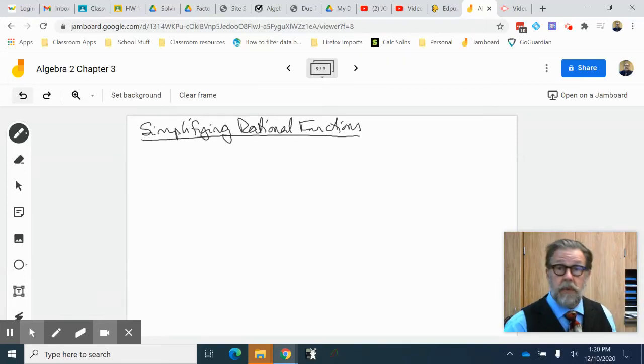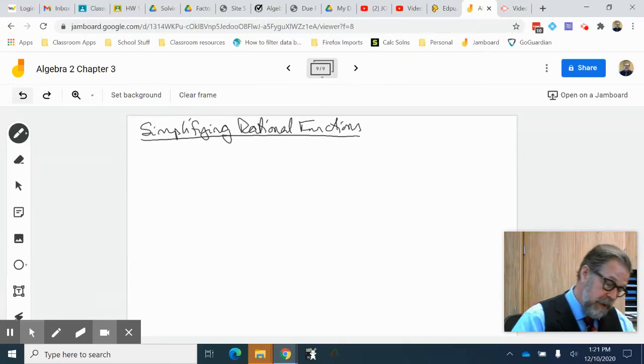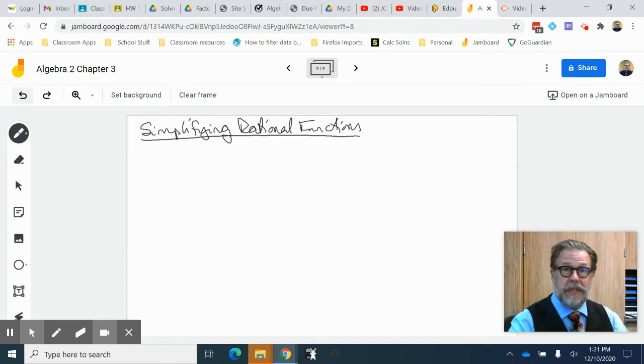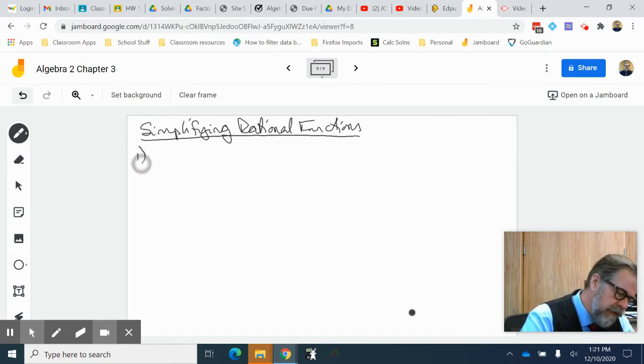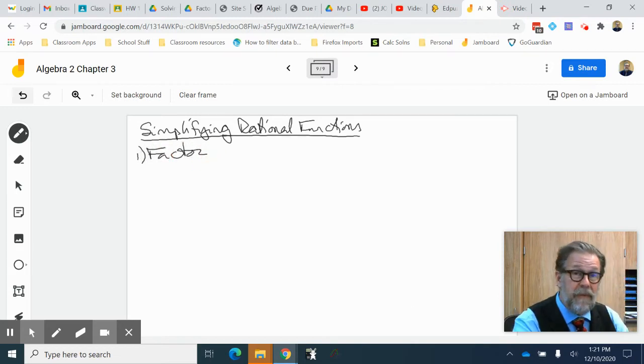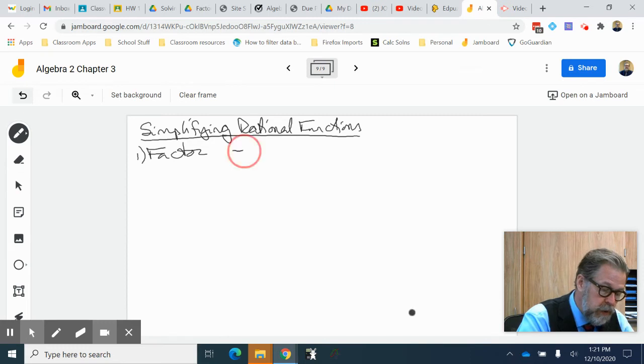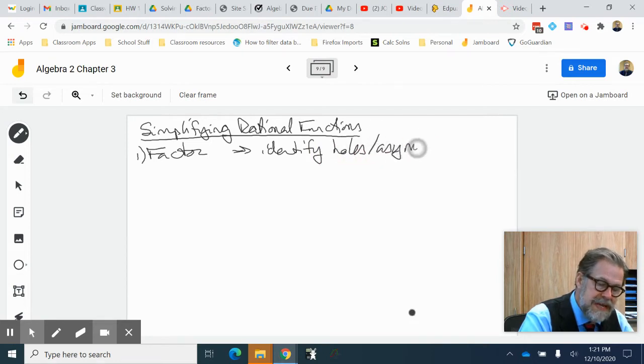All right, so let's continue with our discussion of simplifying rational functions. There's just a couple steps that we're going to do every single time. The first one is going to be to factor. When you're dealing with rational functions, the first thing you want to do is factor, because when you factor, you can identify holes or asymptotes, which is useful for graphing, but your holes and your asymptotes are also domain restrictions.